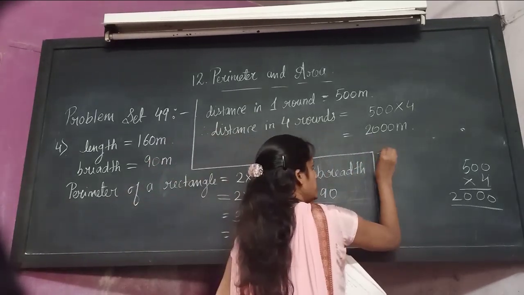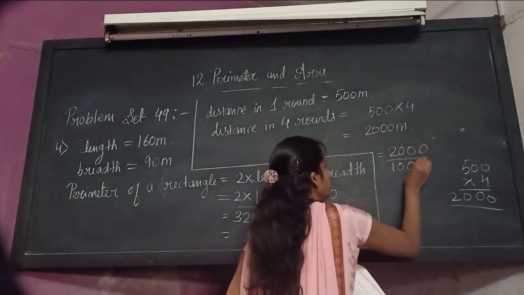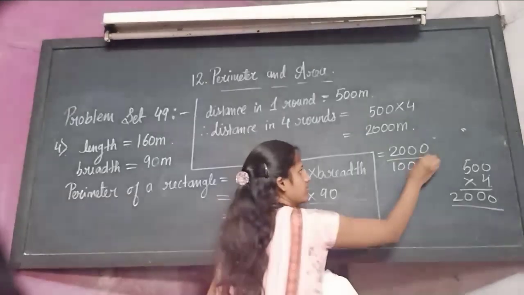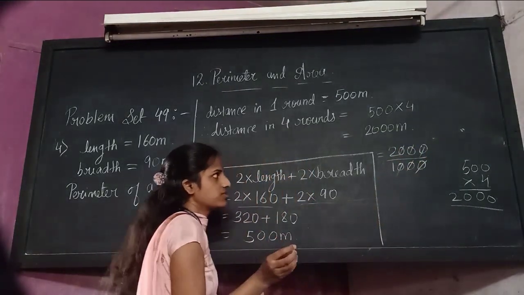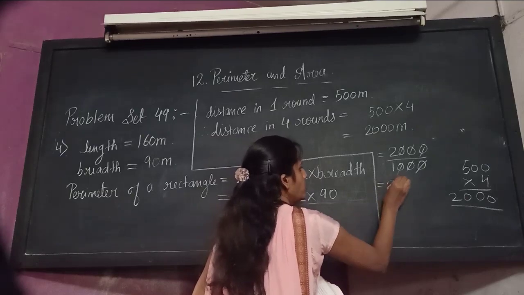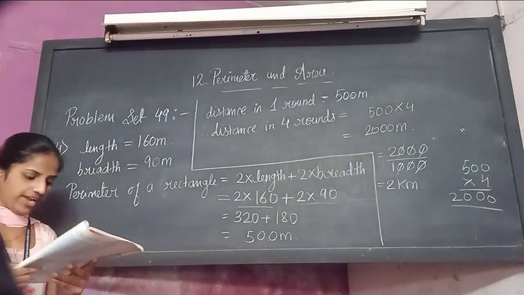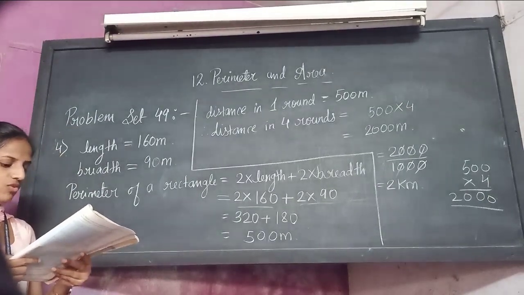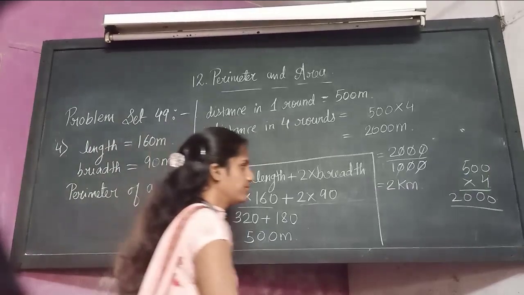So let's do division. 2000 divided by 1000. Let's just cancel the zeros. The zeros will get cancelled. The answer will be 2 kilometer. So that means the final statement, the distance we walk in kilometer is 2 kilometer. Just write down the statement.